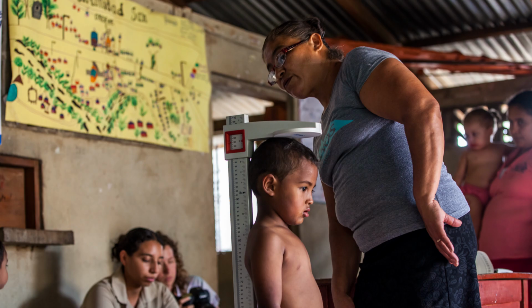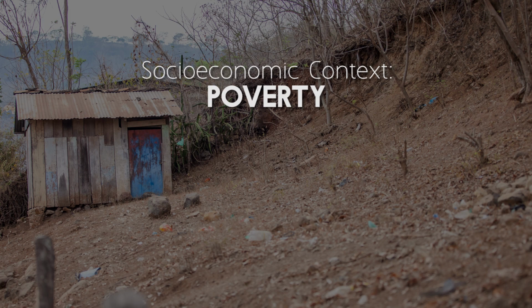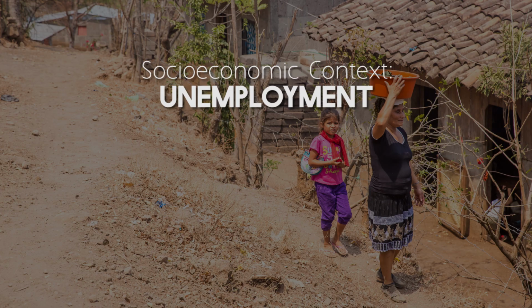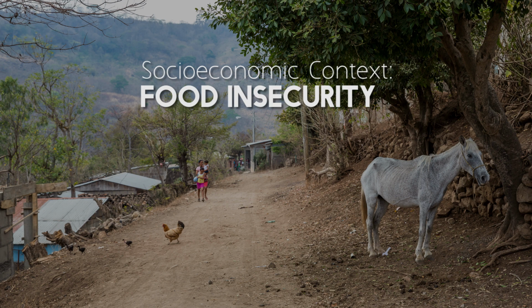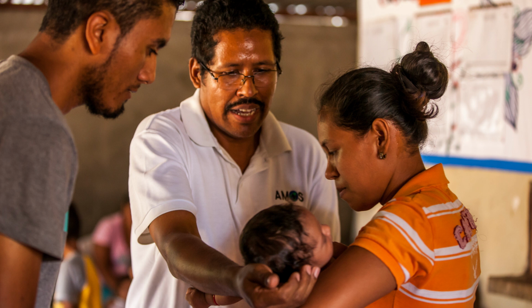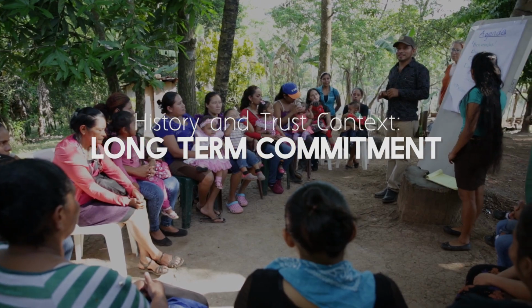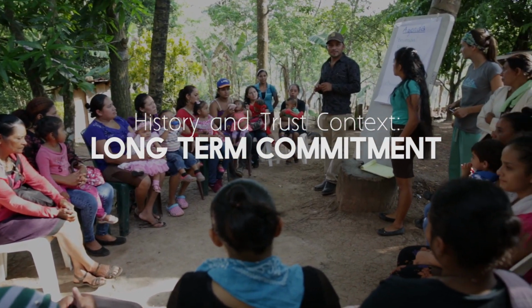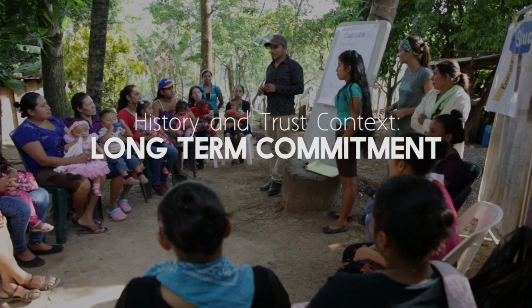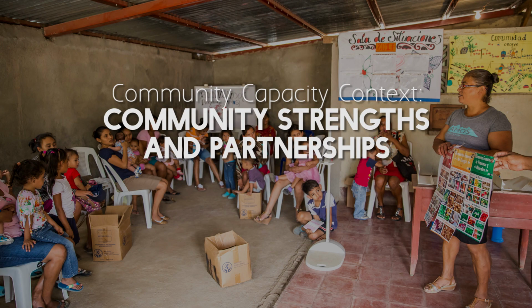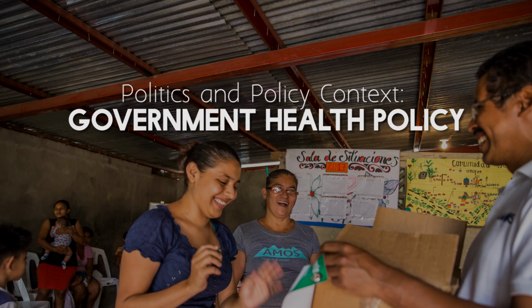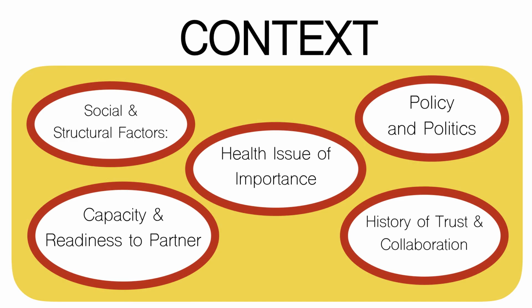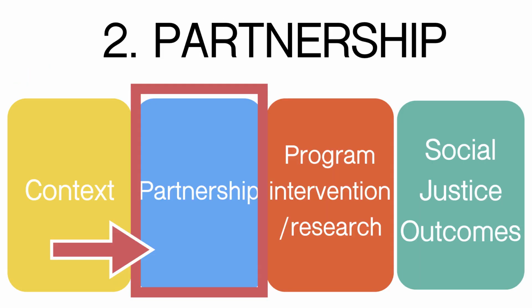In San Onofre, this includes factors such as poverty, an extended drought, unemployment, and food insecurity, all of which affects malnutrition in children. Context also includes strengths such as AMOS's history of a long-term commitment to the community, a strong health committee, and church with the capacity to partner with AMOS and the government health system. Context influences the nature of partnership, which is the second component of the framework.